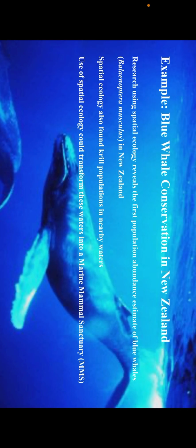This is significant to conservation because spatial ecology not only found an estimated range of our species in question, but also their food source. By finding these two measures, it is possible to form an area to protect these animals, in this case, a marine mammal sanctuary.